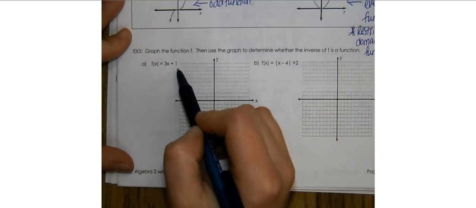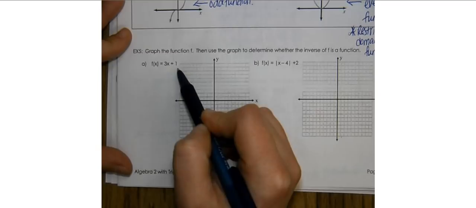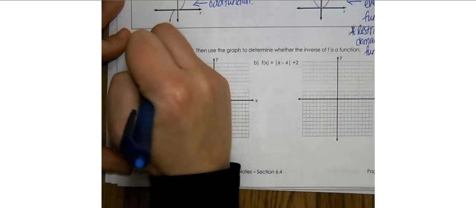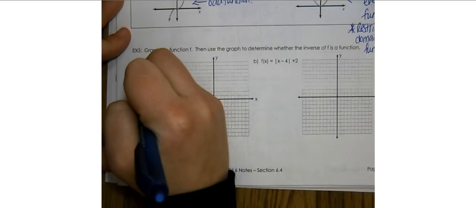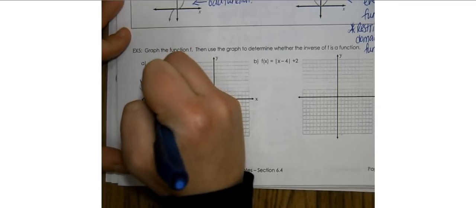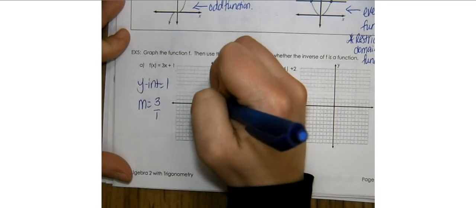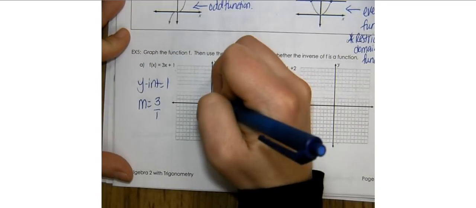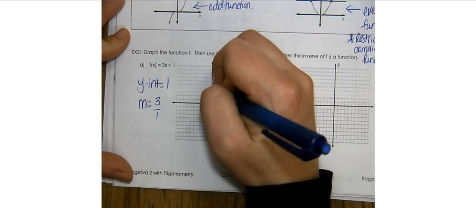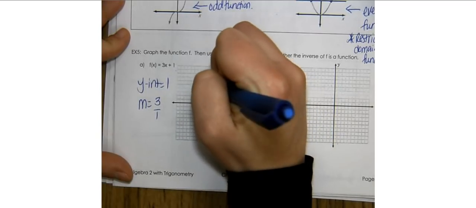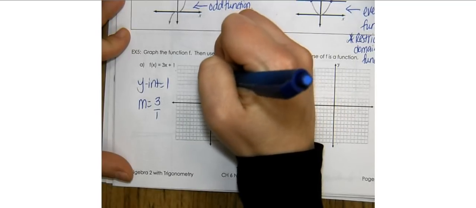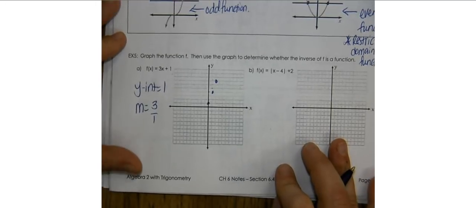So we're going to graph f of x is equal to 3x plus 1. Our y-intercept is located at 1. Our slope is equal to 3, so we're going to use 3 over 1. So I'm going to go up to 1, and I'm going to rise 3. 1, 2, 3, run 1. All you need are a few points in order to draw a line. You only need 2, but I'm going to just graph a couple.